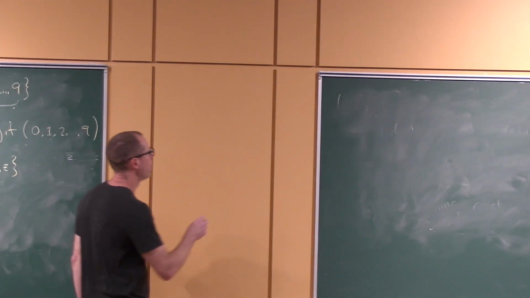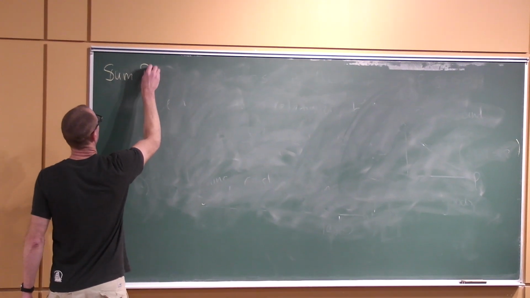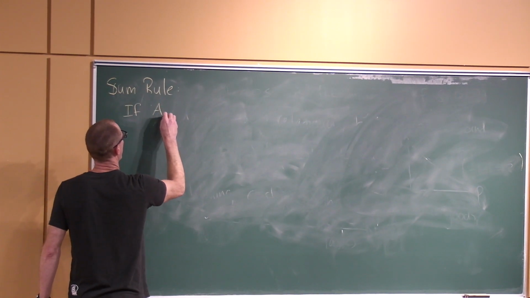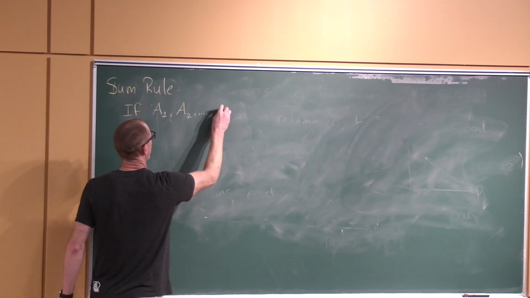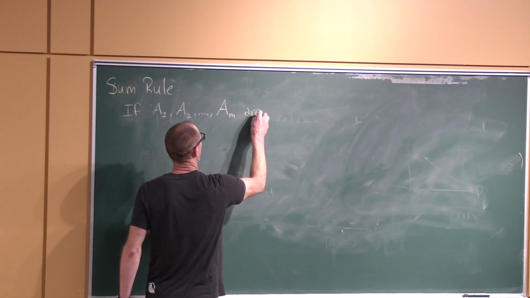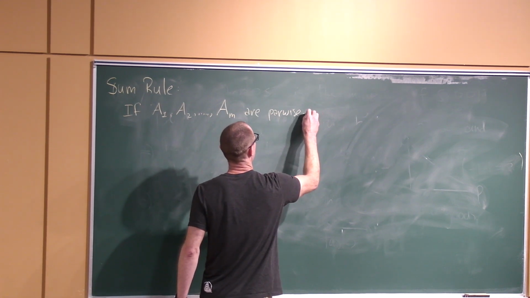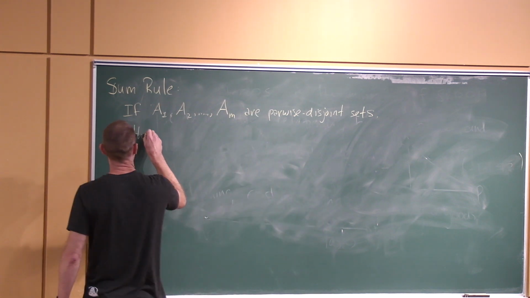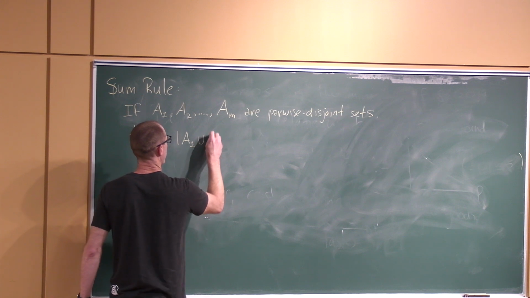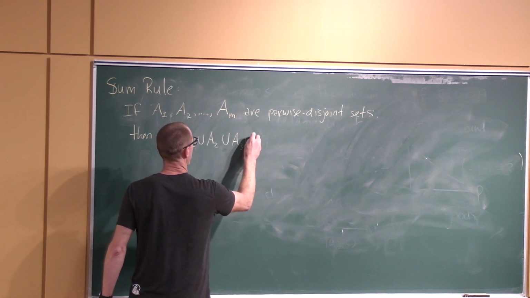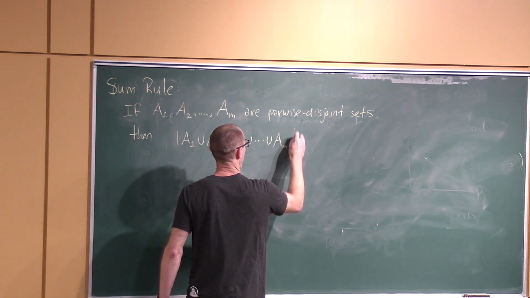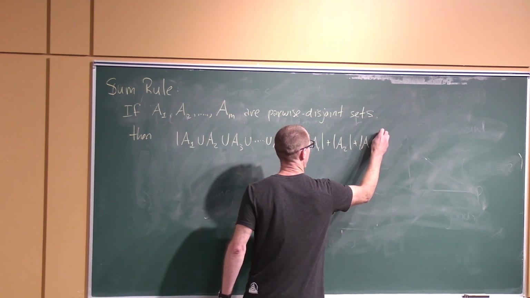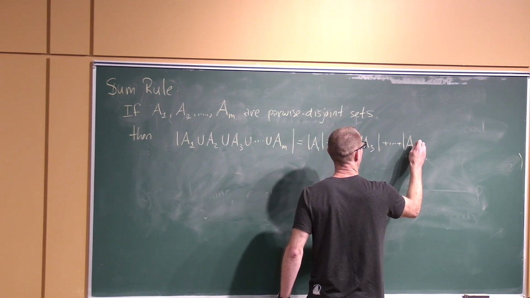The next one is called the sum rule. And it says if A1, A2, and all the way up to AM are pairwise disjoint sets, then the size of A1 union A2 union A3 union all the way up to AM is just equal to the size of A1 plus the size of A2 plus the size of A3 all the way up to the size of AM.